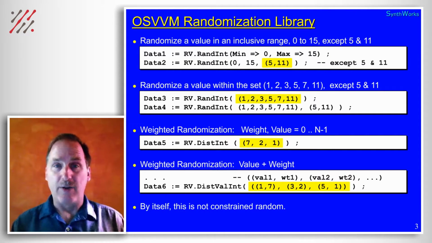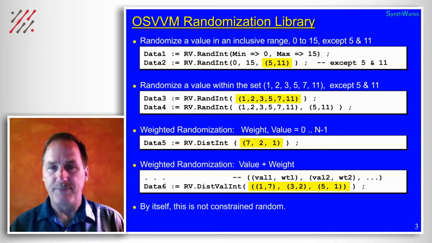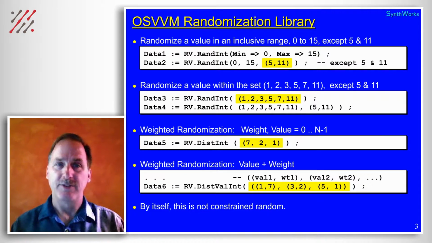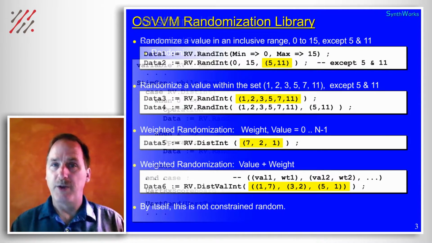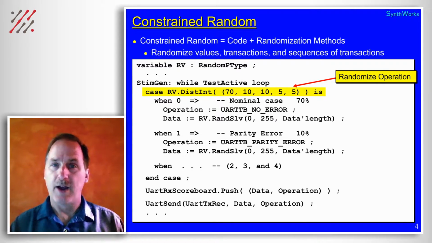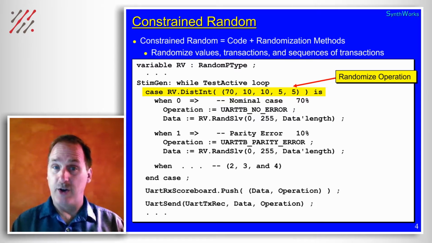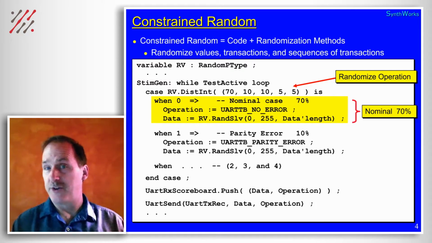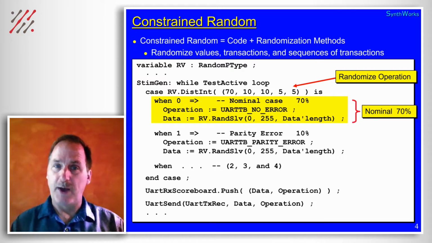Okay, by itself, this is not constrained random. This is just randomization. So to create constrained random on top of this, we're going to use some code. Our code takes our dist-int, our distributed case, and 70% of the time we're generating a 0, and that'll correspond to our nominal test case down here. 10% of the time, we'll be generating a 1, which might correspond to a different test case.